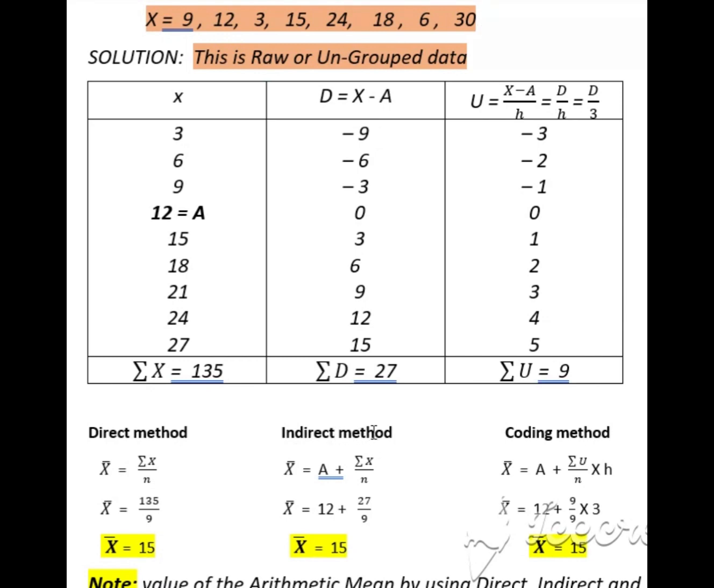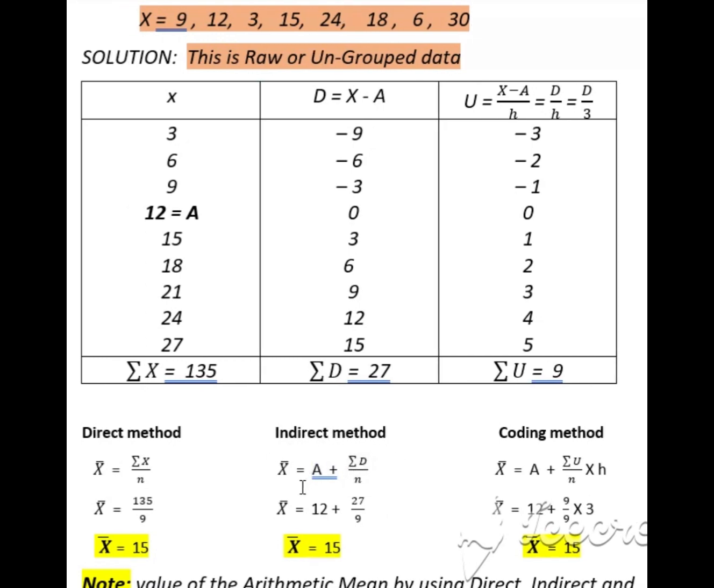Now indirect method. For indirect method, the formula is x bar is equal to a plus sigma d divided by n. Now what is a? A is any assumed value that you assume from x. Any value you can assume from here, either 9, 6, 12, 15, 18, any one. So I assumed here 12. So 12 is a. And what is d? D is the difference or deviation, x minus that assumed value. So x minus a means x minus 12.